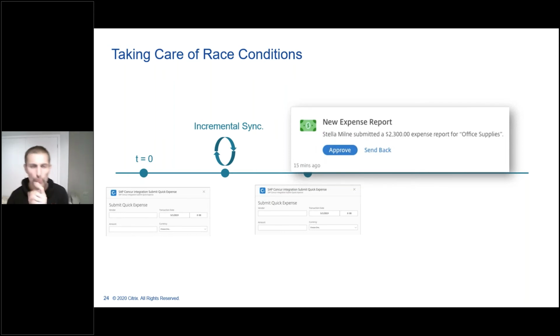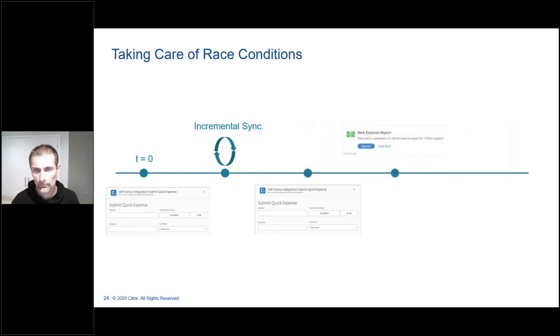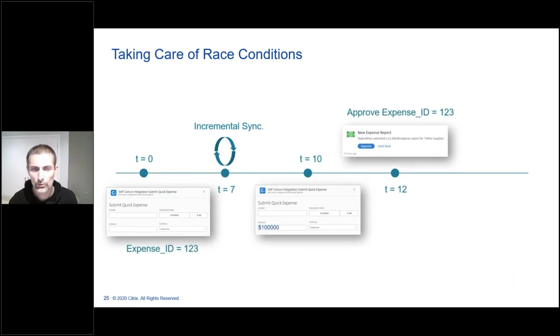So what happens? The approver gets a card that says, hey, approve 2,300. But in the backend system, it's already gone up to 100,000. So now what do we do? When you click approve, did the 100,000 get expense approved, or did the 2,300 get approved? Well, let's put those numbers on a timeline, just to make it easy for you, on here.